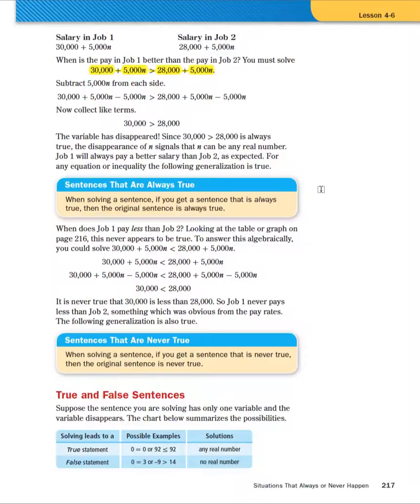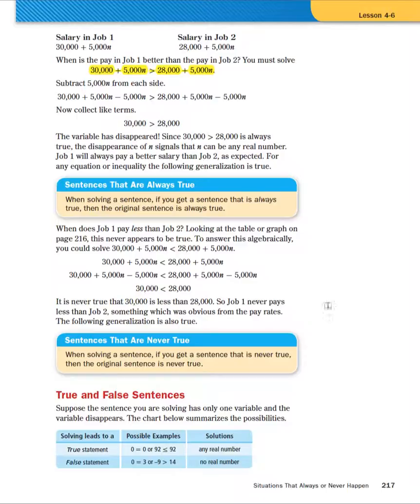Now we look at it again. We want to know, when does job one pay less than job two? Now we're putting it in as job one is less than job two and solving that inequality. And we get a statement that tells us that 30,000 is less than 28,000. This is never true. So that means that job one never pays less than job two. And here's the other statement: when solving a sentence, if you get a sentence that is never true, then the original sentence is never true.